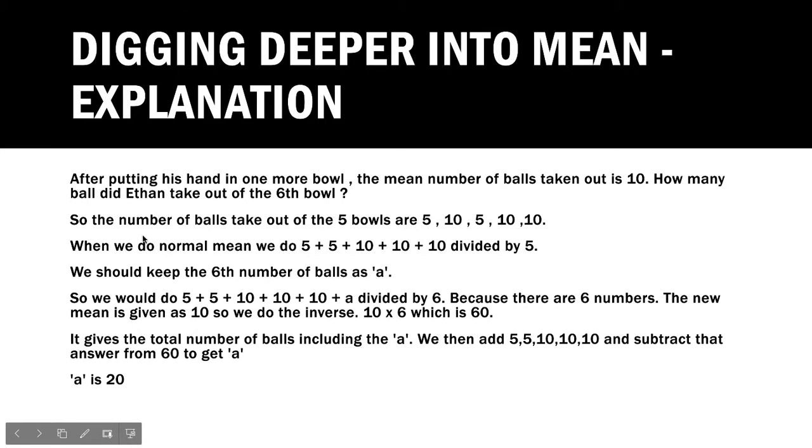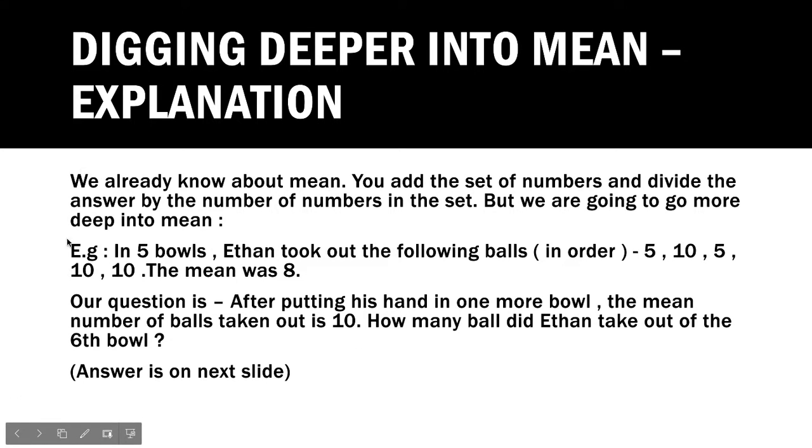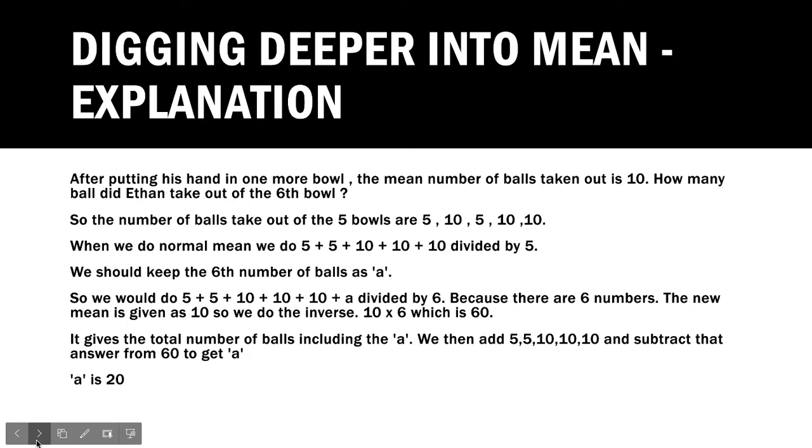So after putting his hand in one more ball, the mean number of balls taken out is 10. How many balls did Ethan take out of the 6th ball? That's the previous question, the same question. The number of balls taken out of the 5 balls are 5, 10, 5, 10, and 10, as we know. So we do normal mean. That first part of the question, if it is given, is really important, because with that we can find out the second part of the question.